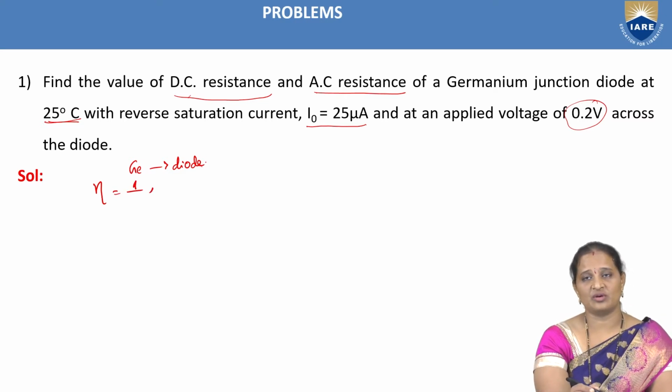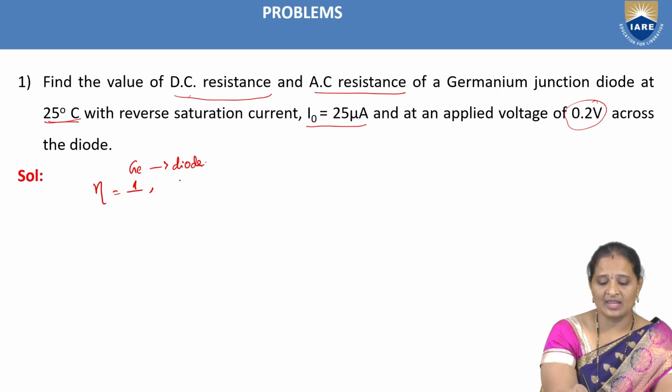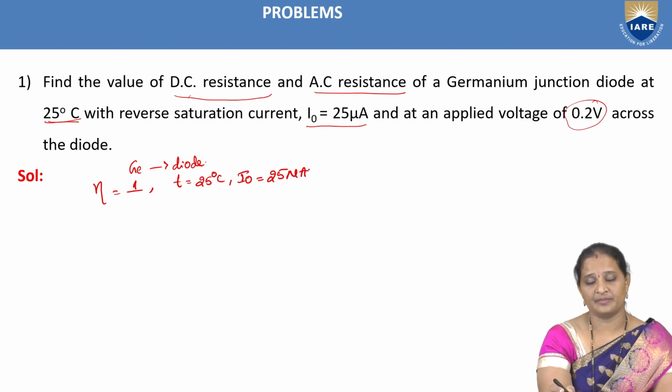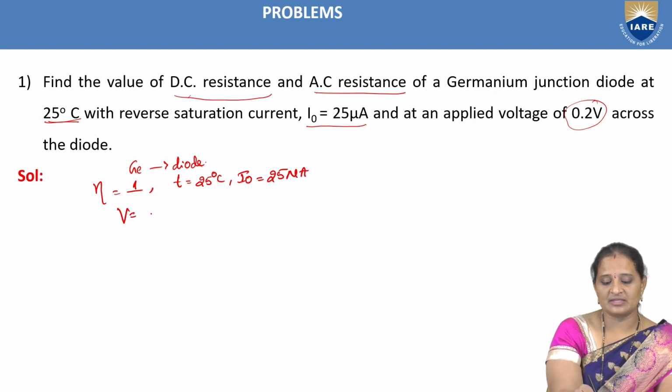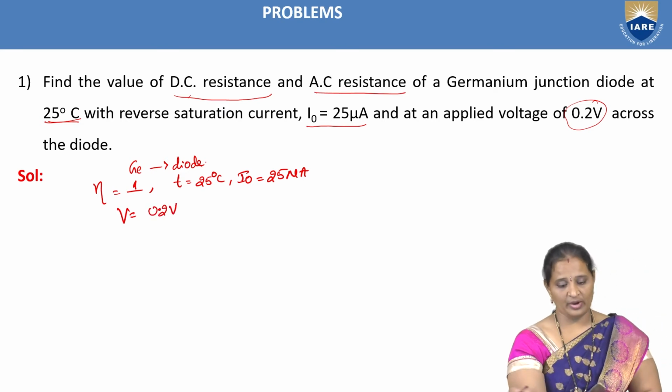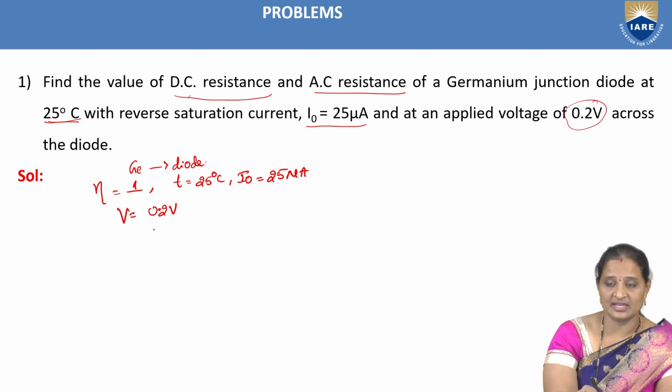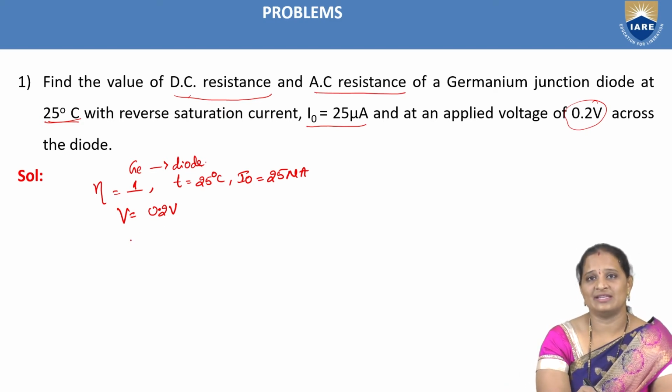This is the first value he has given, and he has given the temperature as 25 degrees centigrade. And he has also given the reverse saturation current or leakage current as 25 microamperes. And the voltage applied is given as 0.2 volts. Now he asked us to find the DC resistance and AC resistance.